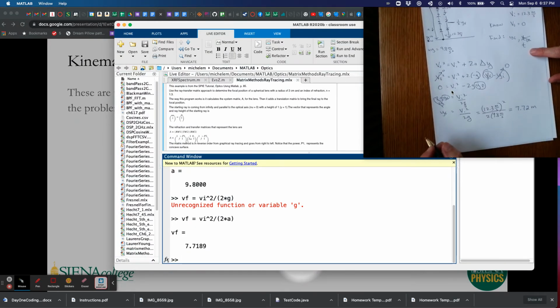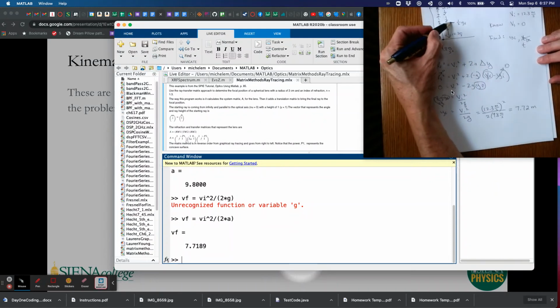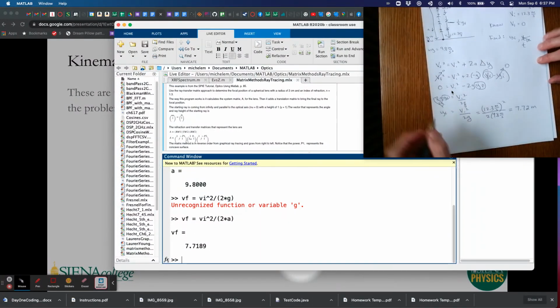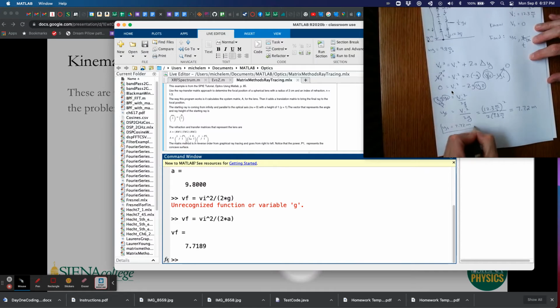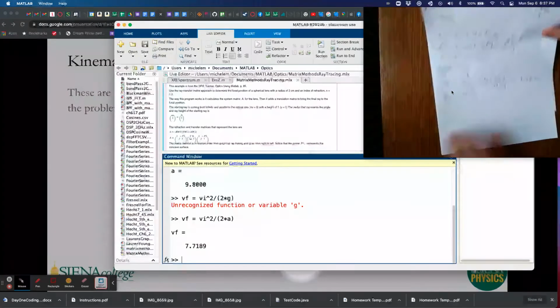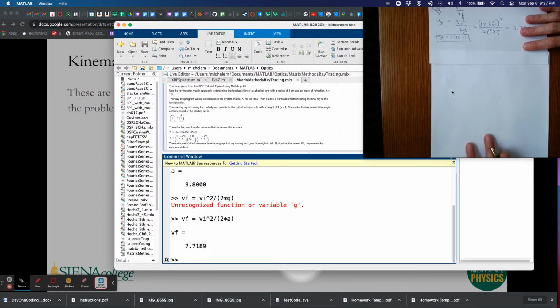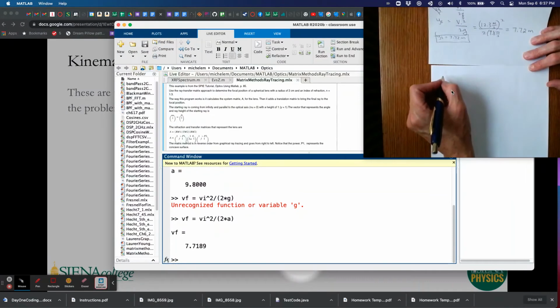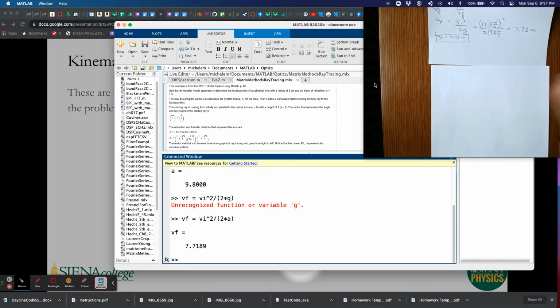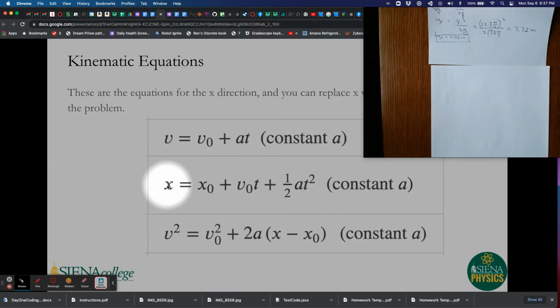And now what I want to do is I want to find the time that it takes for it to get to half the height. So halfway up. So I'm looking for, so let's say y final is equal to 7.72 meters. And so now I'm going to do the next part, and I'm going to try to find my delta t. So I'm going to use this equation. Let's go back over here. I'm going to use this equation. This x final is equal to x initial plus v naught t plus 1/2 at squared. So that's what I'm going to use.